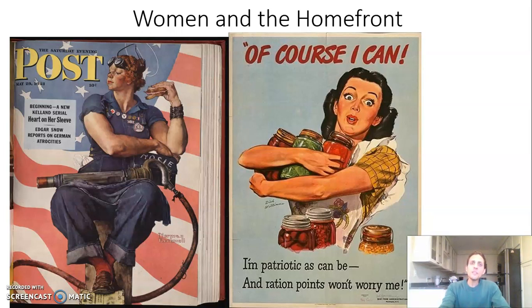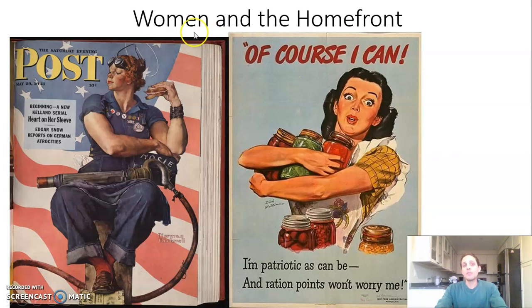Now, one of the big things we talked about during World War II is the way it affects people on the home front. And it affects production on the home front, but it also affects specifically women on the home front. So what you're looking at here is the famous, iconic propaganda poster of Rosie the Riveter, trying to convince women to leave their housewife role and go out into work in the factories.